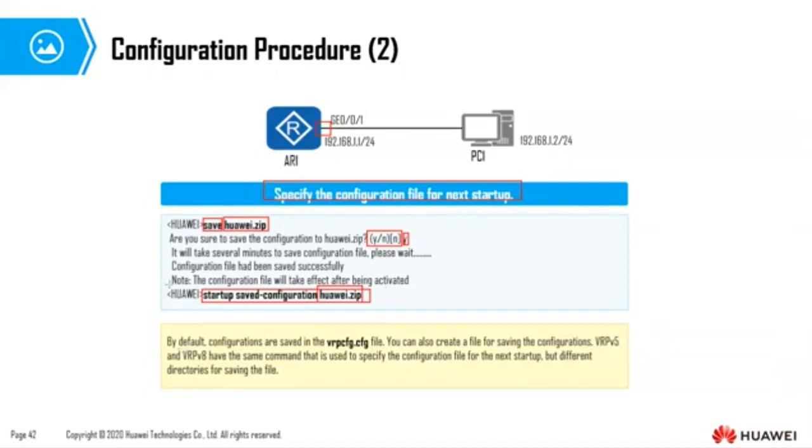Oh, actually, this is a switch. I'm sorry. This is a switch because you can see that the default name here is all caps. So by default, configurations are saved in the vrpcfg.cfg file. It's important that you remember here. So when you just type the save command, save then enter, it's being saved on this file.